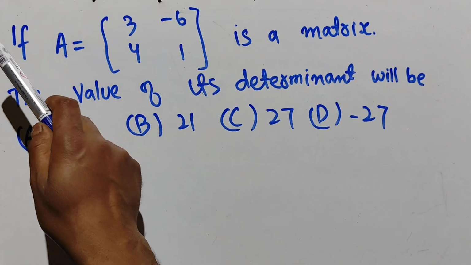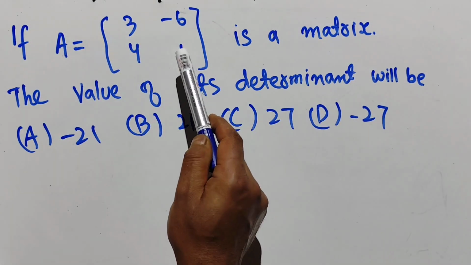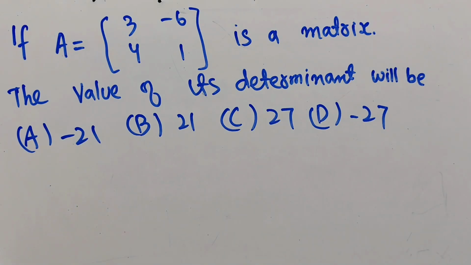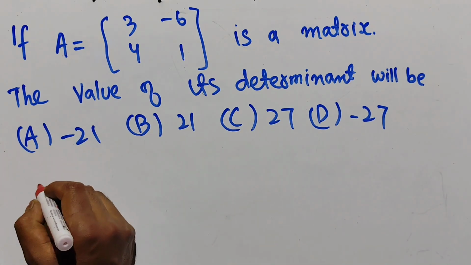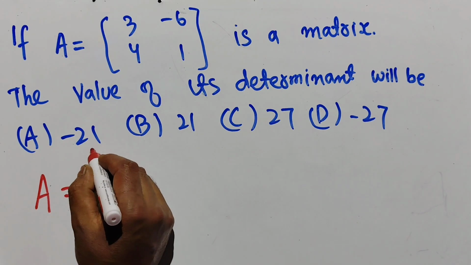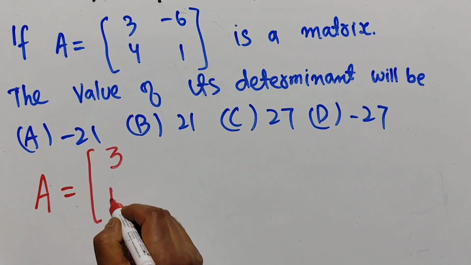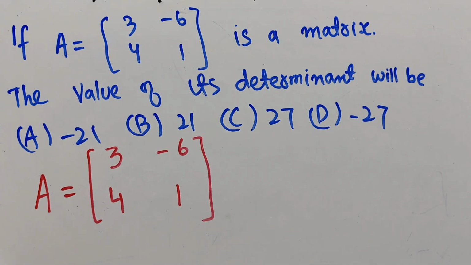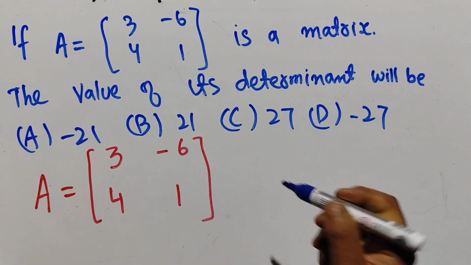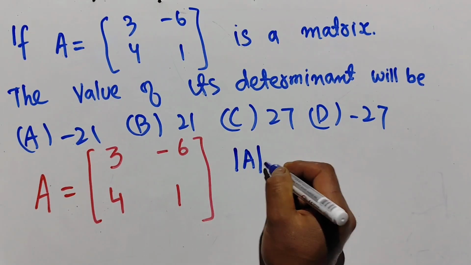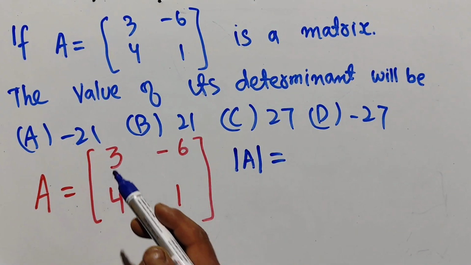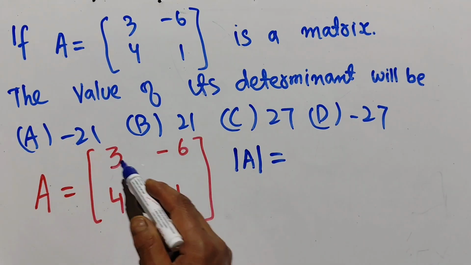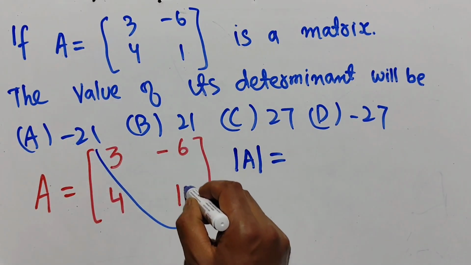Next question is, if A is equal to 3, 4, minus 6, 1 is a matrix, the value of its determinant is, options are being given, we need to find out the correct option. Okay, so let's write the given matrix as, we have 3, 4, minus 6, 1. Okay, this is our matrix. Determinant of this very matrix will be equal to the product of the elements on the principal diagonal. This is called the principal diagonal.